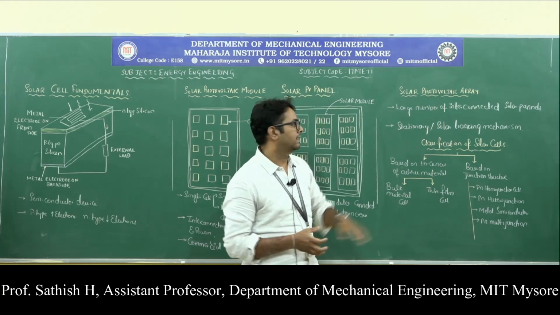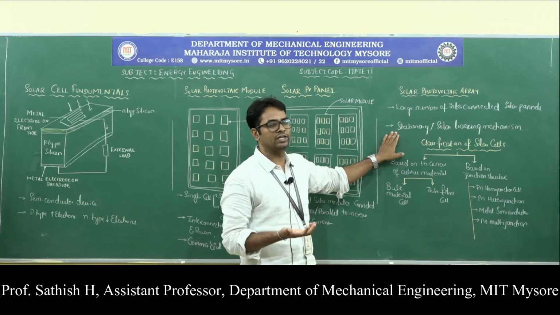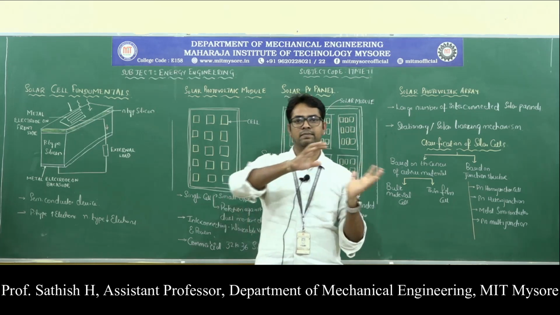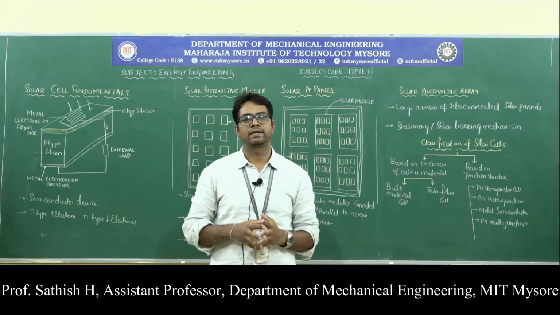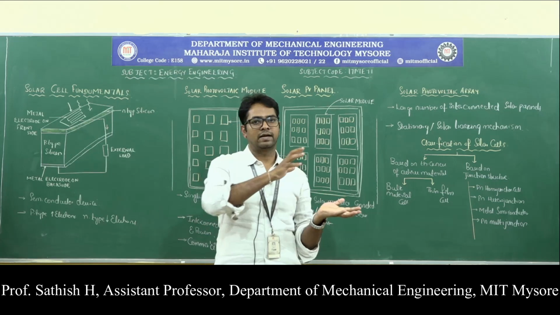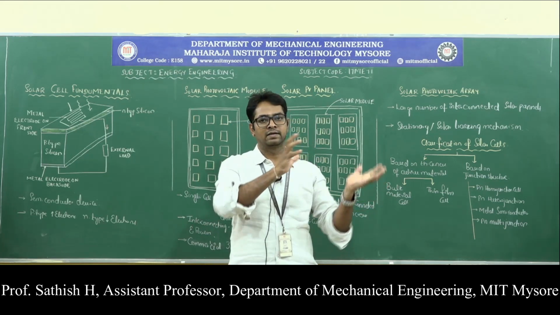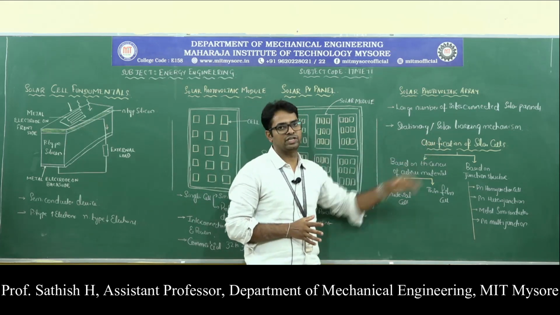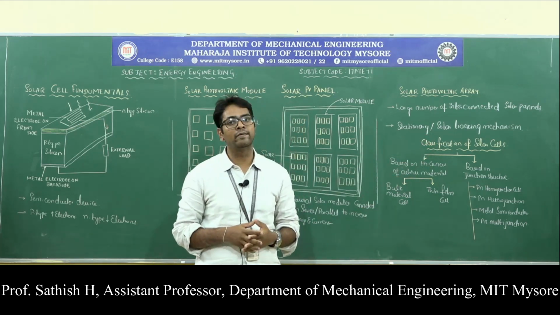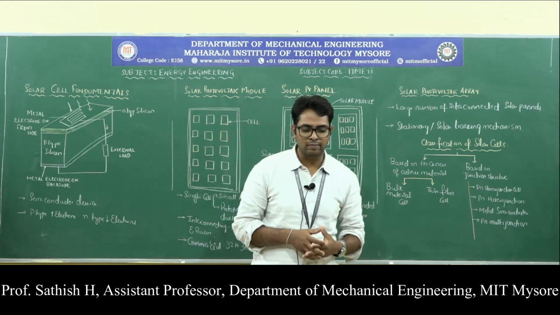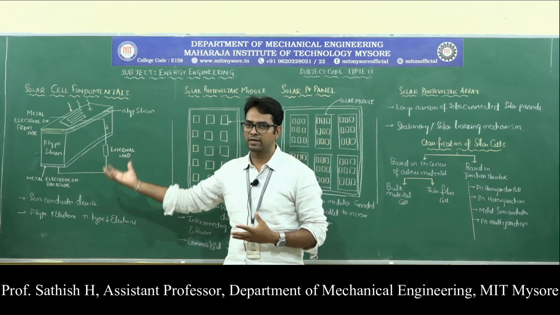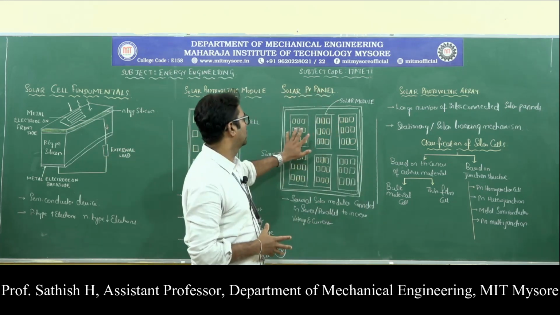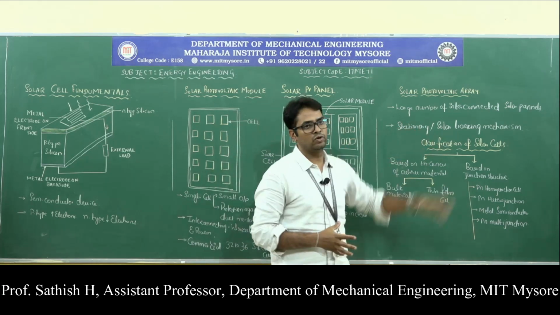It can be stationary, or it can use a solar tracking mechanism. As the sun moves from east to west, you can have a mechanism that will track the sun's movement. So you can have a setup that is both stationary as well as movable. So this is about the fundamentals of a solar cell, then we have a module, then a solar panel, and then the solar photovoltaic array.